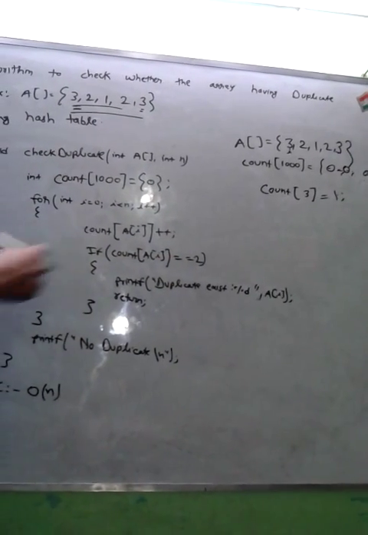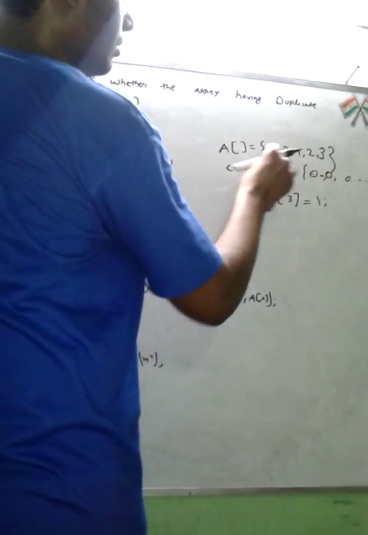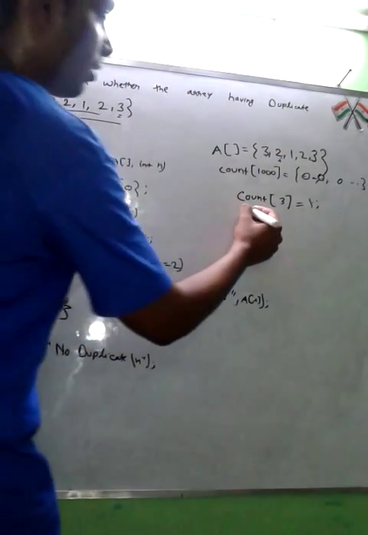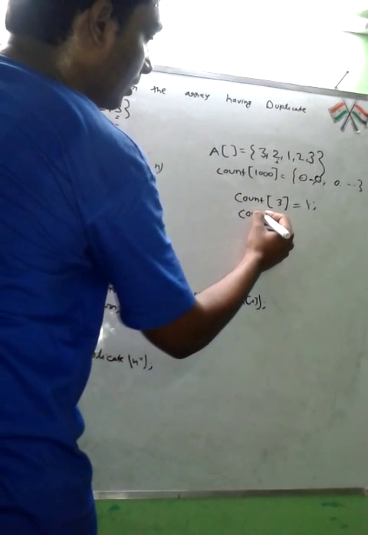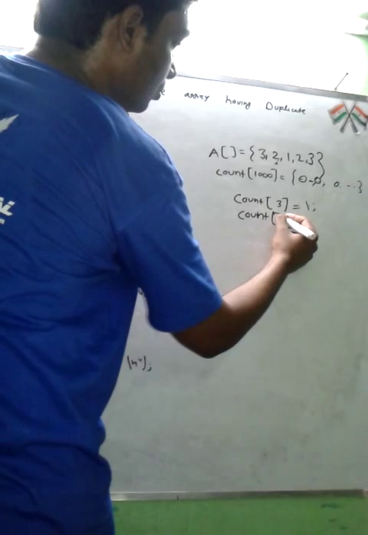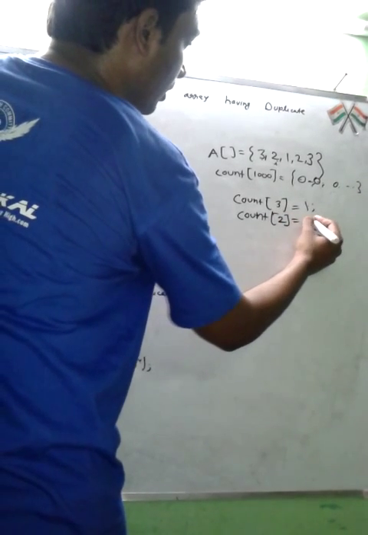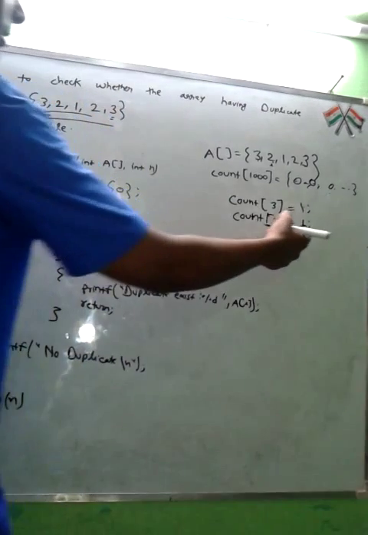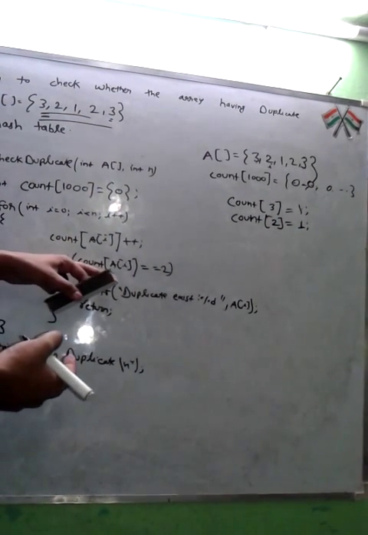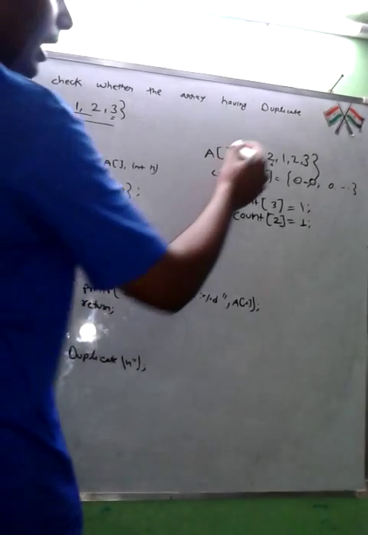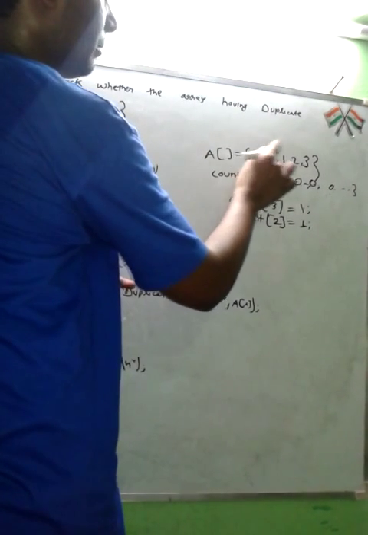So again we will traverse, so i will be here. Now count of a[i], which is 2, here we will increment the value which was 0 to 1. Again we will check that means the count 2 is not equal to 2. Again we will increment the i.